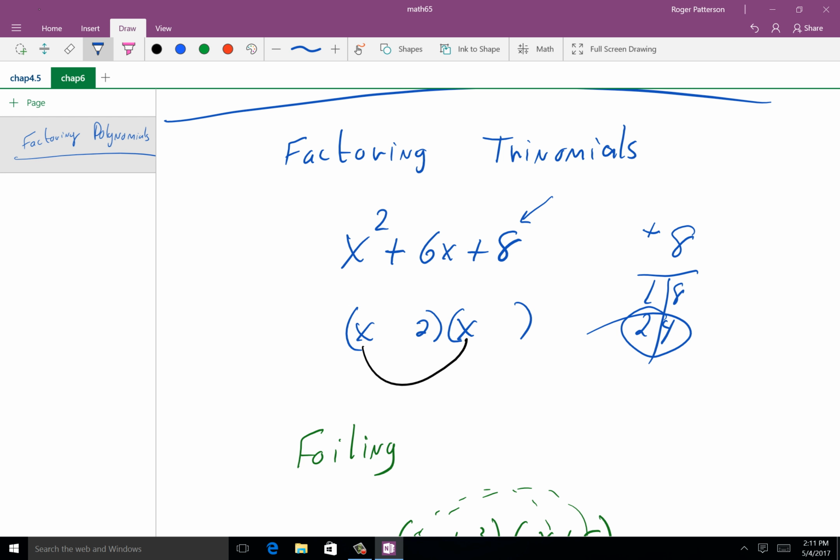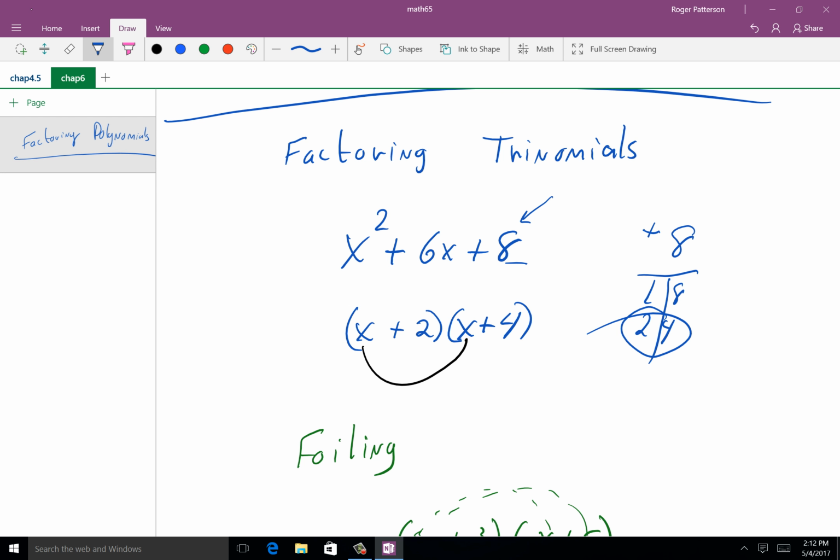These two numbers, this is going to be 2 and this is going to be a 4. All right, and that's because 2 times 4 gives me the 8 I'm looking for. I need everything to be pluses here because 2 times 4, plus times plus gives me a plus, and 2 plus 4 gives me a plus. So everything has to be positive. So when I multiply it, I get 8, and when I add them, I get 6.